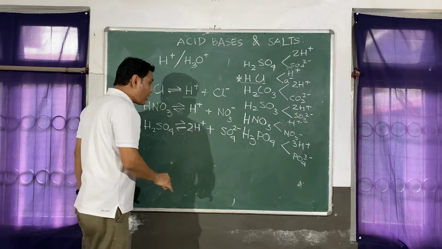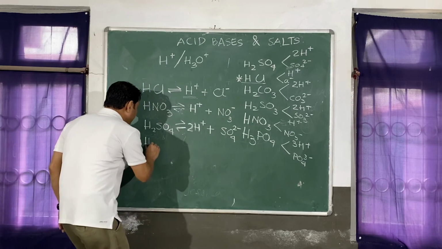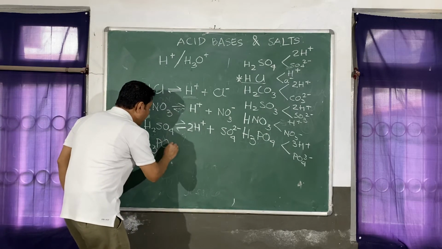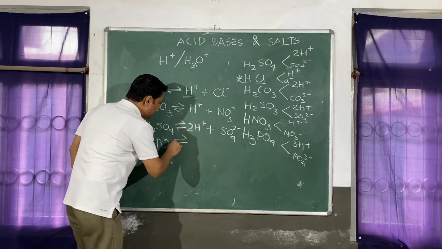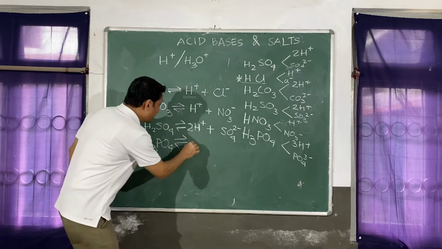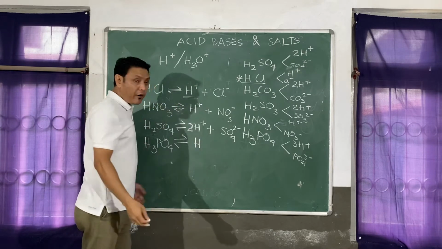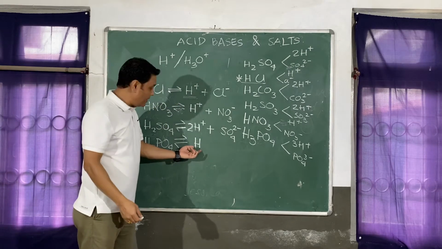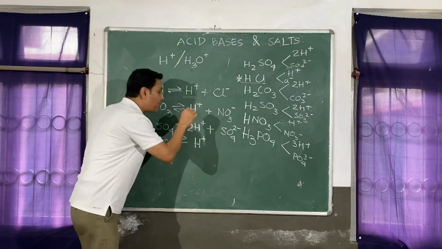Now, when we talk about H3PO4, now hydrogen, obviously the valency is 1. So therefore it produces a single positive charge.